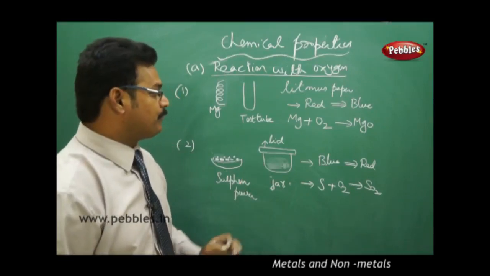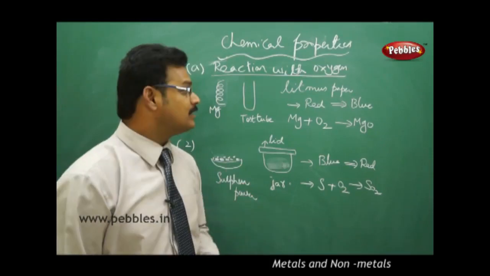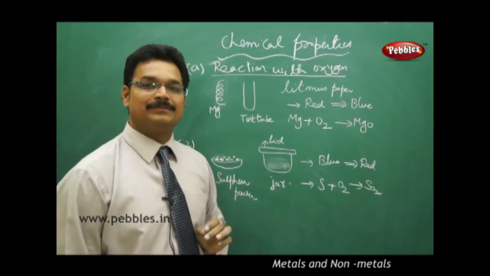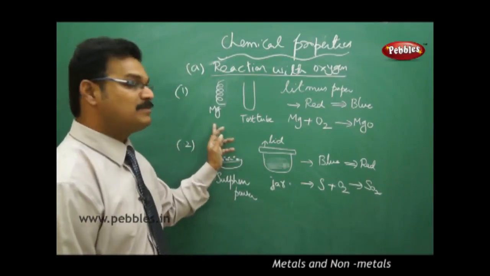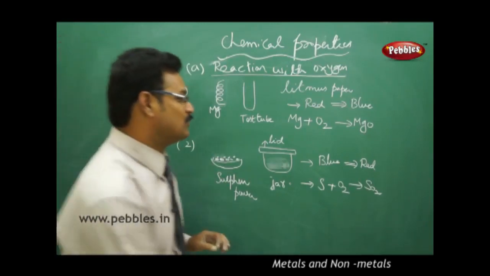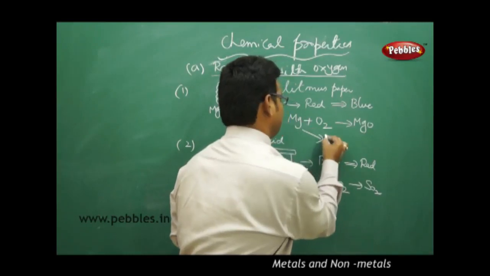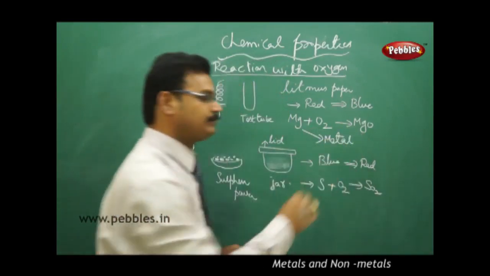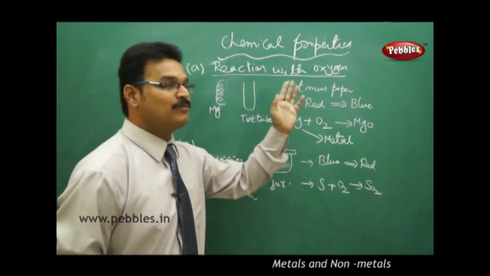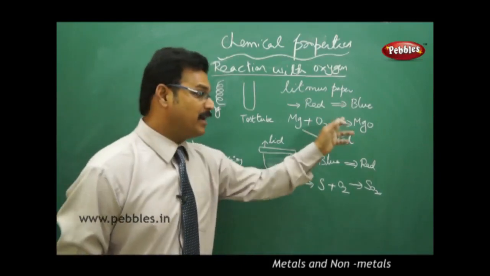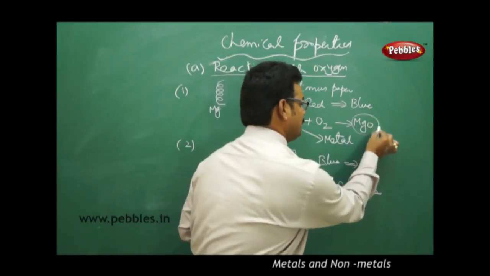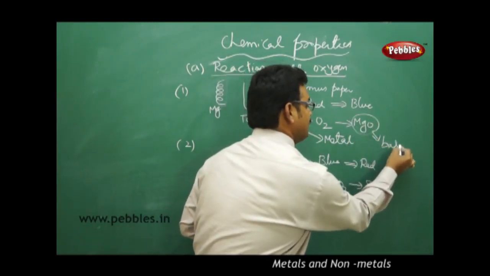Generally, the materials which change litmus paper from red to blue are called metals. So here magnesium is a metal. So you have identified that magnesium is a metal. So metals always change the litmus paper from red to blue because magnesium oxide, which is formed by reaction with oxygen, is basic in nature.